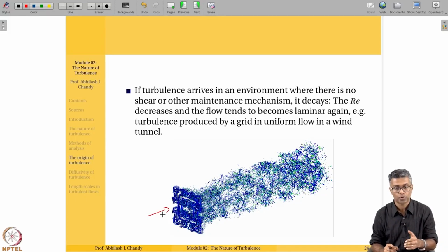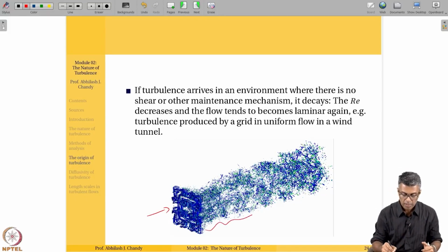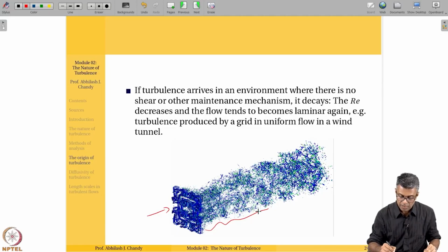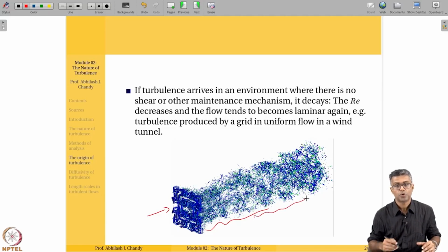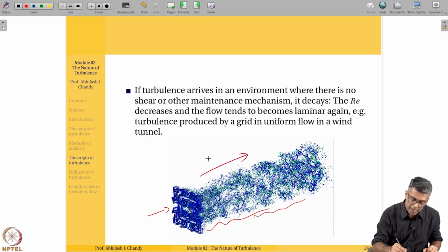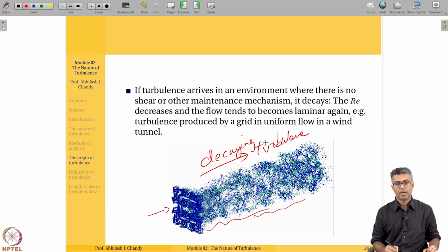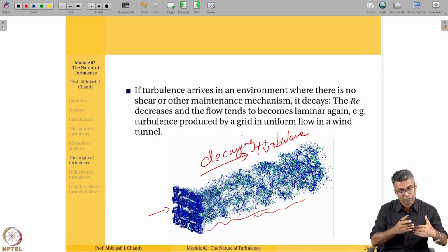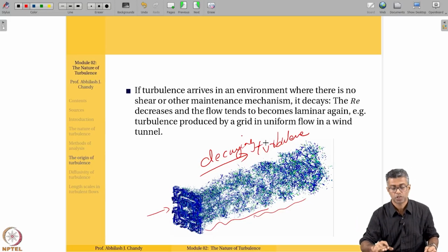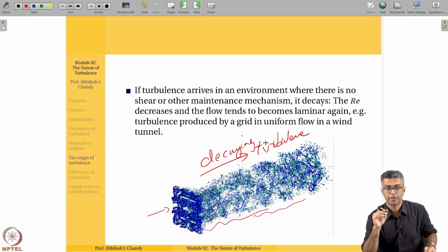And as the flow is going through, the flow becomes turbulent here, but there is no mechanism that keeps up the shear or the buoyancy as it is going through. So eventually the turbulence is going to decay. So what we have is a decaying turbulence here. The turbulence is decaying as I'm going from front to back, and the flow eventually just becomes laminar towards the end.